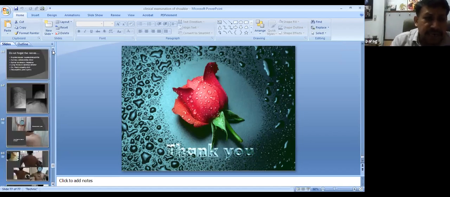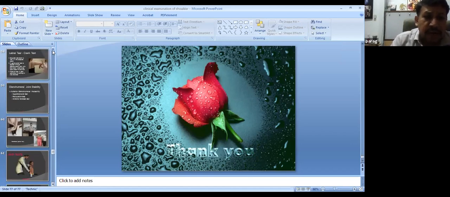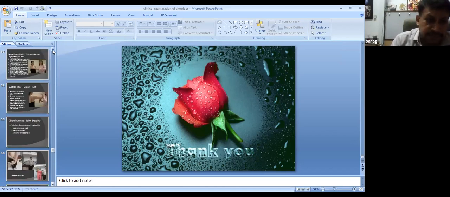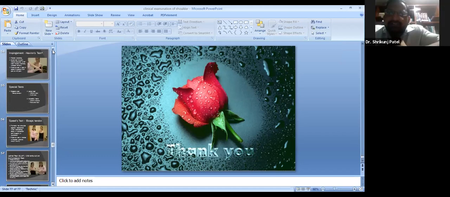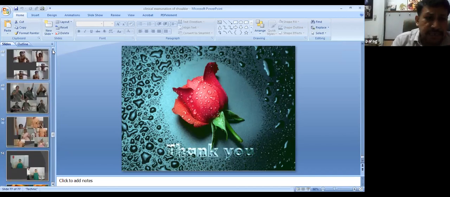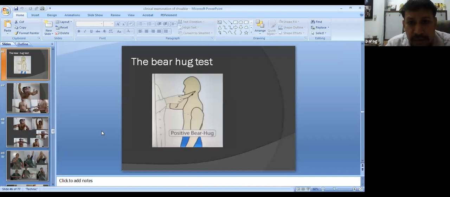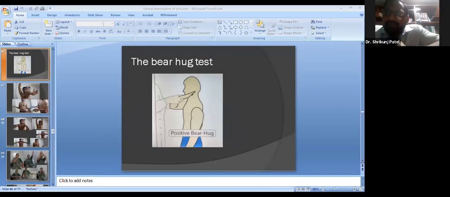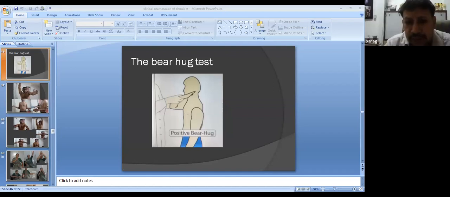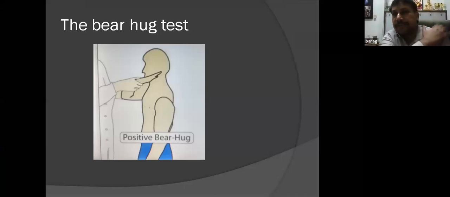There are again various interpretations of the bear hug test. The bear hug test is basically done for subscapularis. Can you see this picture? Okay, so in the bear hug test, what you do is you put the palm of the involved shoulder on your opposite shoulder.